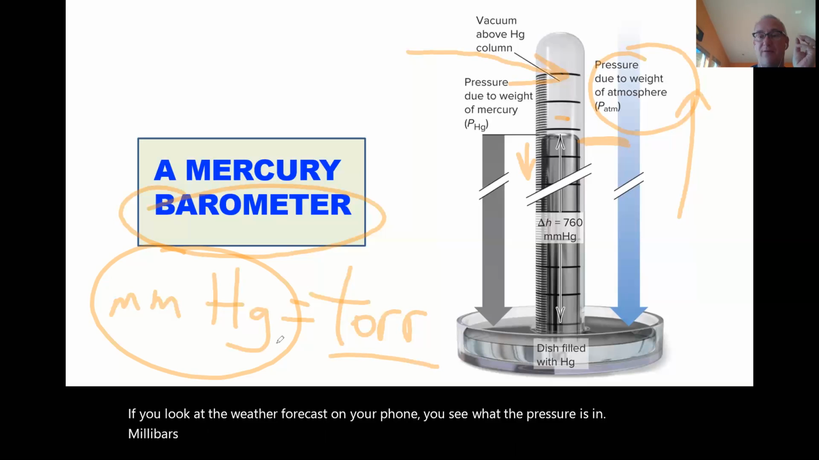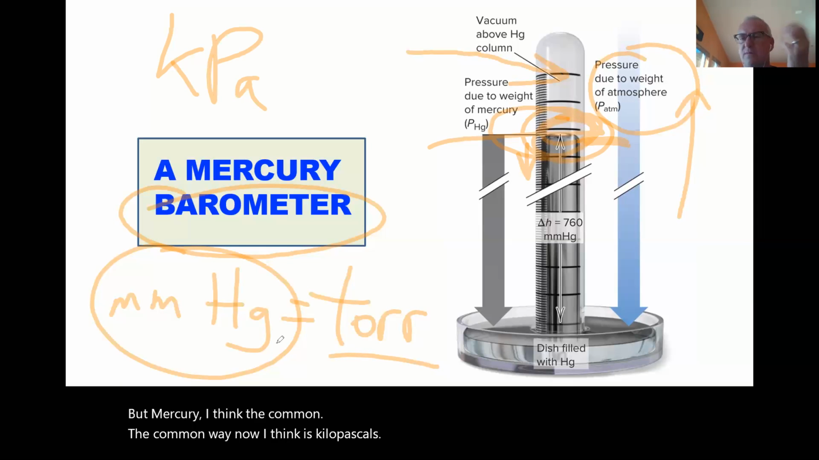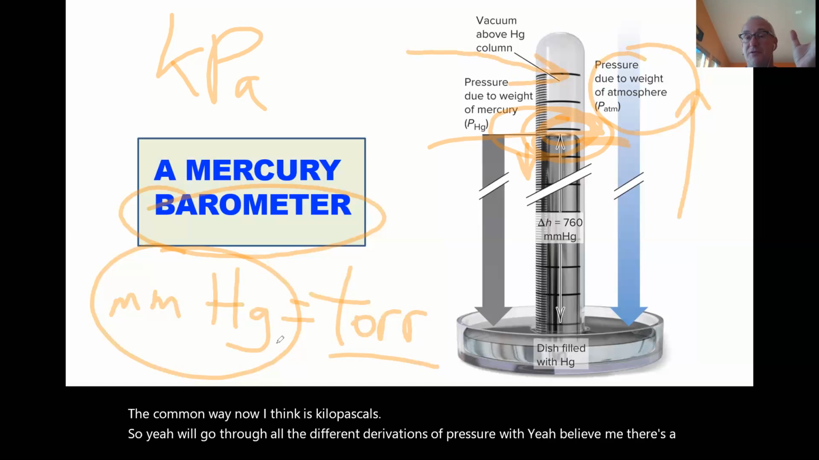Millibars, yeah. That would be this. So basically it's the number of millimeters of mercury. But I think the common way now, I think, is kilopascals. So yeah, we'll go through all the different derivations of pressure, but believe me, there's a lot of different ways to measure pressure.